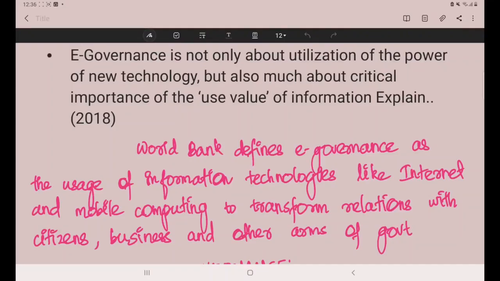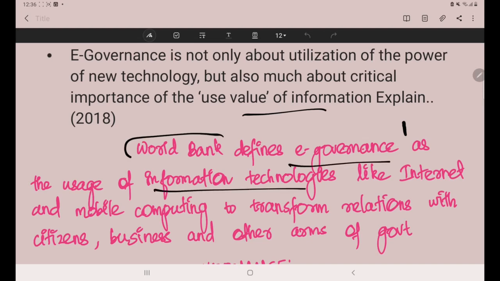The question was, e-governance is not only about the utilization of power of new technology, but also much about the critical importance of the use value of information. Explain. So here you can give some definition or importance of e-governance in the introduction part. I have taken the definition given by World Bank. It defines e-governance as the usage of information technologies like internet and mobile computing to transform relations with citizen, business and other arms of government. So here itself we are stressing the importance of e-governance.